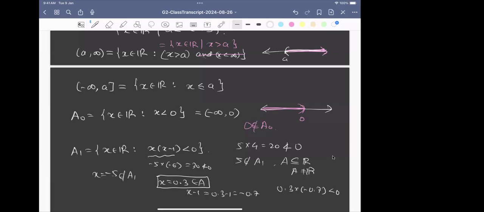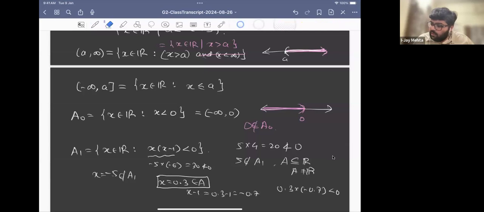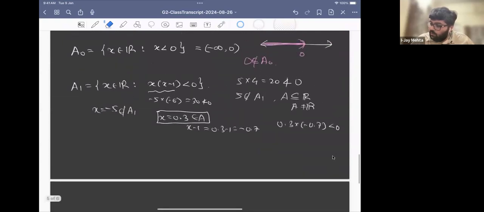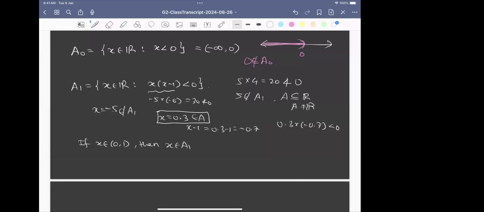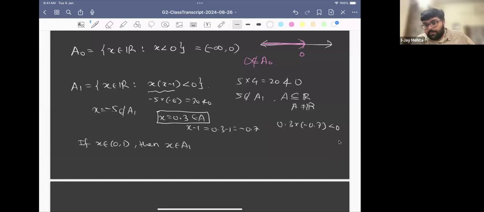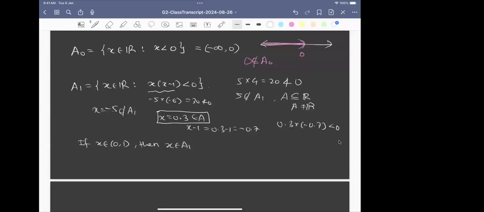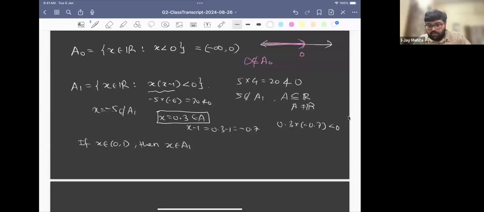Sir, any element in the open interval 0 to 1 will work. Tanya says that any element between 0 and 1 will work. Let me write here: if x belongs to (0, 1), then x belongs to A1. Is this what you want to say, Tanya? Yes, sir. Parth, what about you? Same answer. Yes, but we have not proved this. We have to prove this.